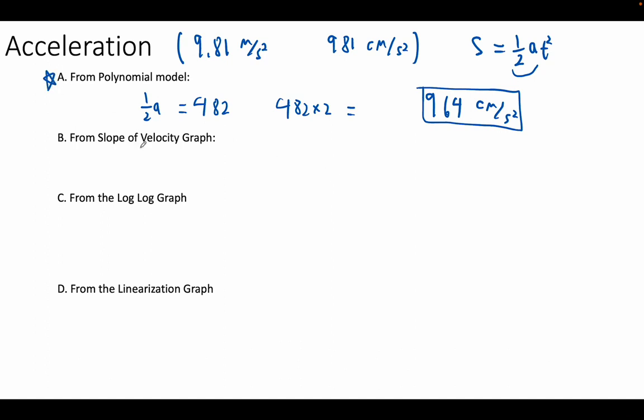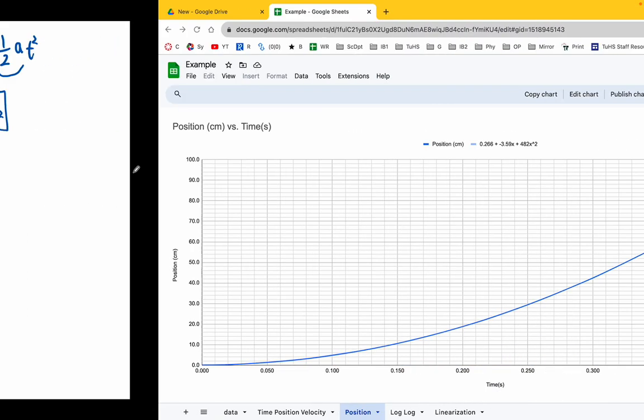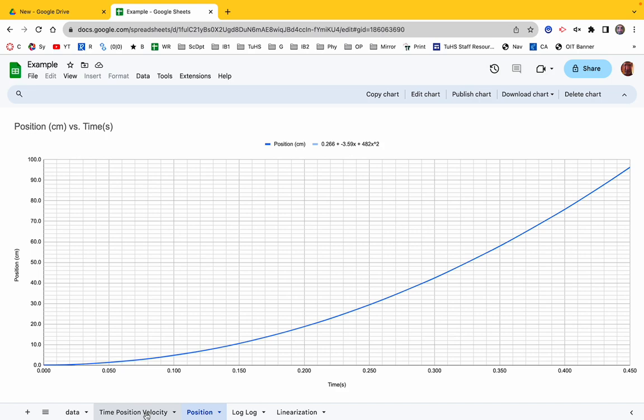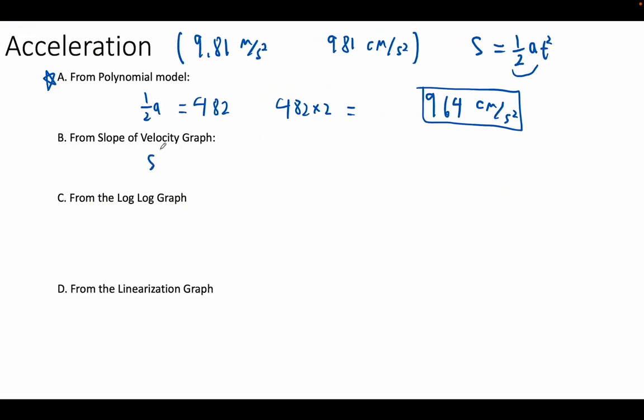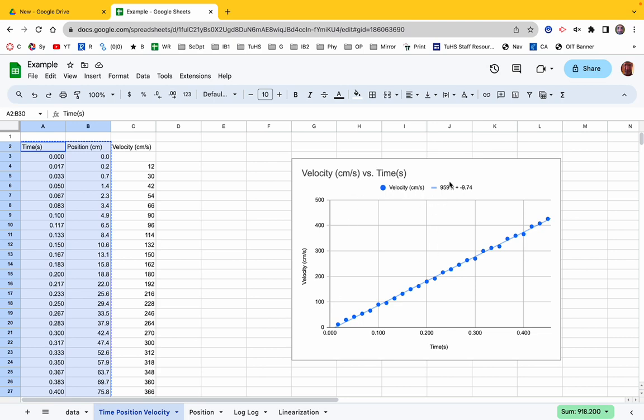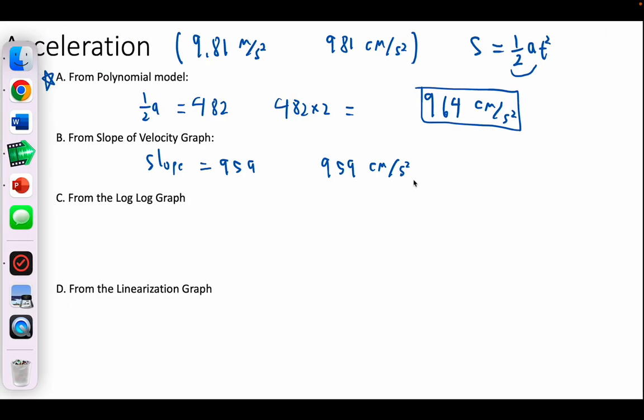Okay, the slope of the velocity graph is easy. The slope of a velocity graph is the acceleration. So let's take a look at that velocity graph. Hey, look at that. Here it says it's 959. You see that right there? So the slope is 959, so therefore the acceleration is 959 centimeters per second squared. So again, on that graph, that slope is the acceleration.